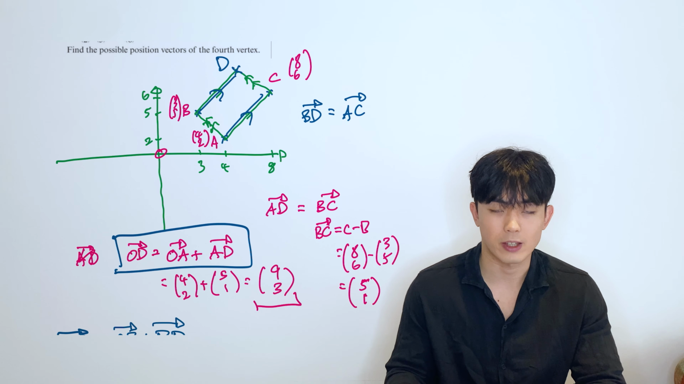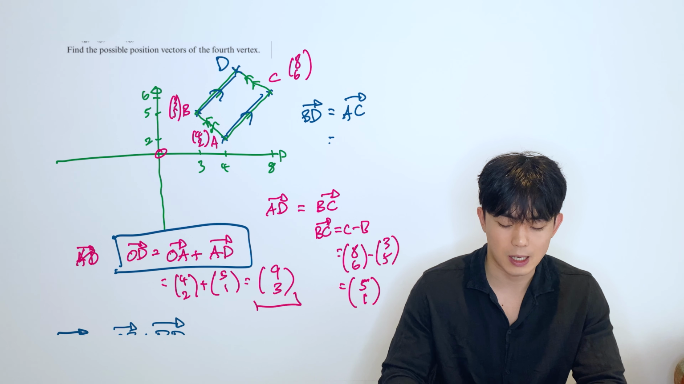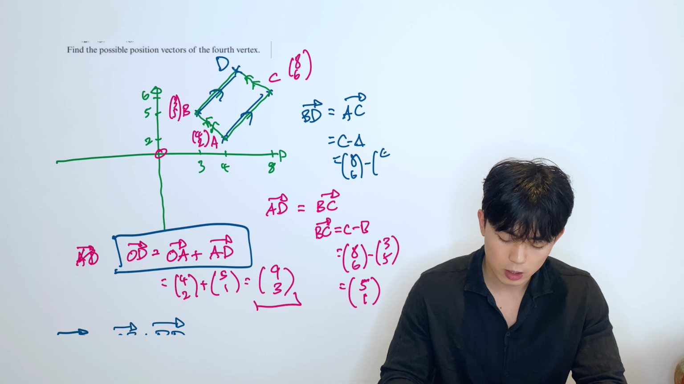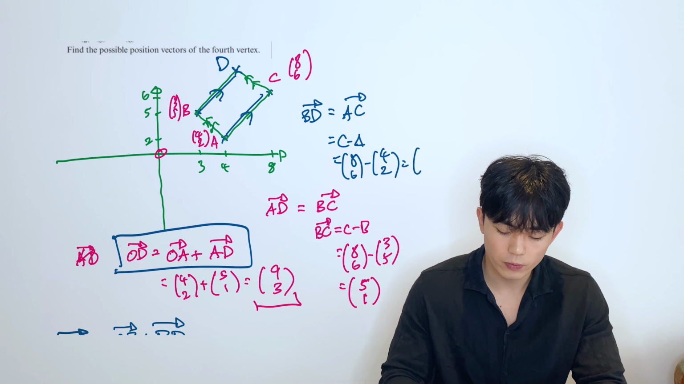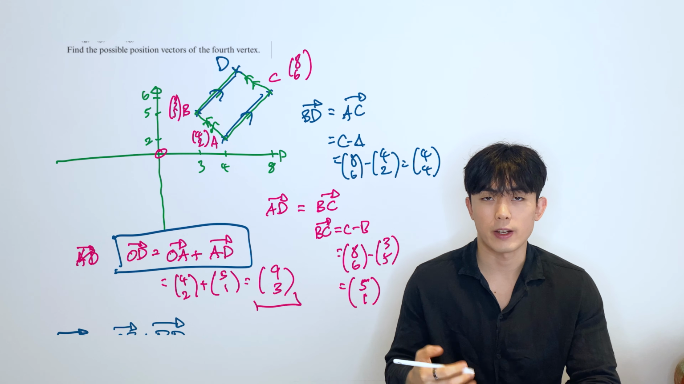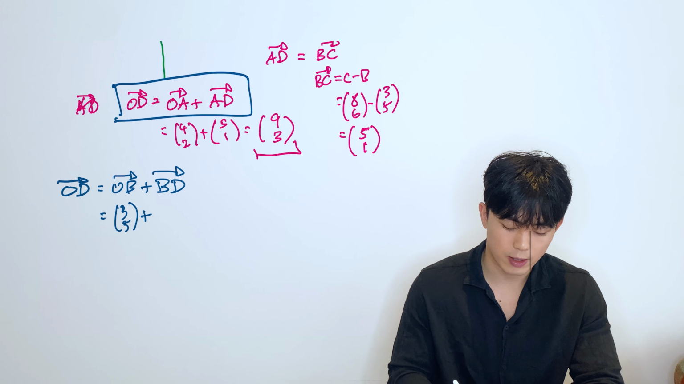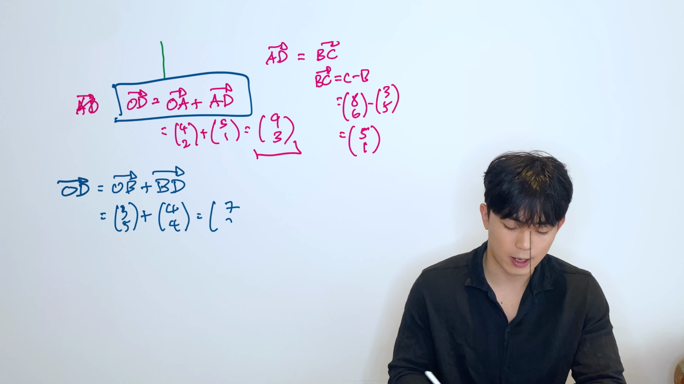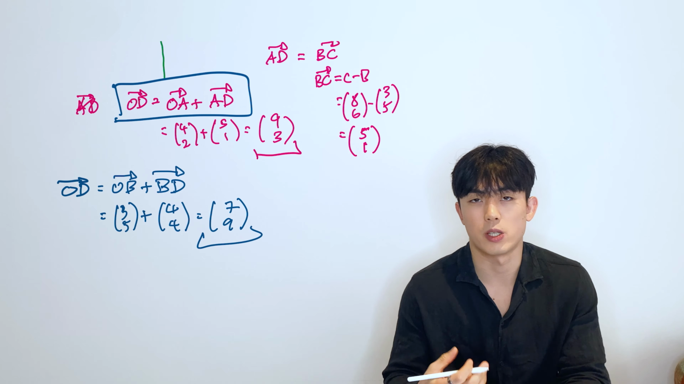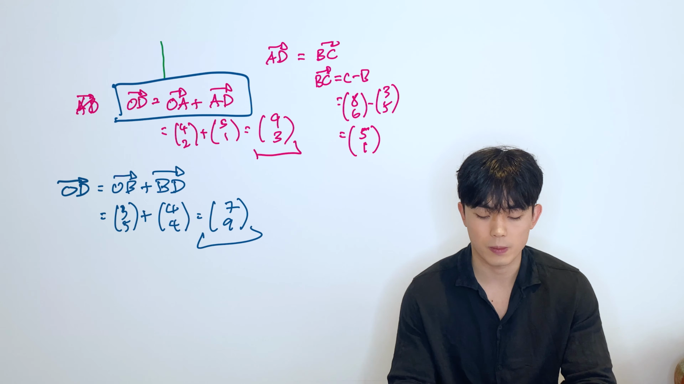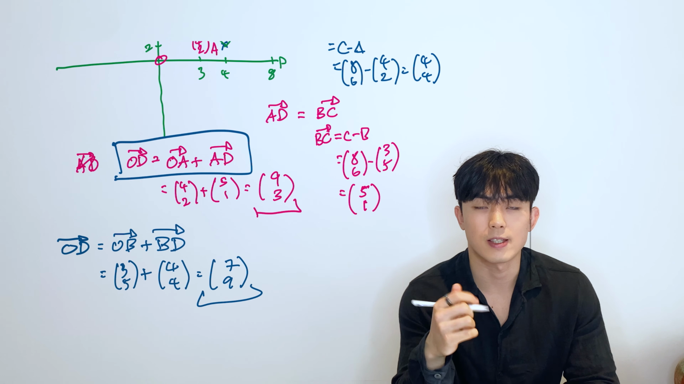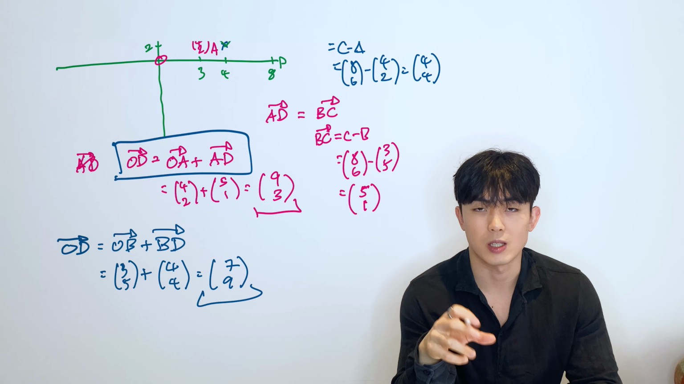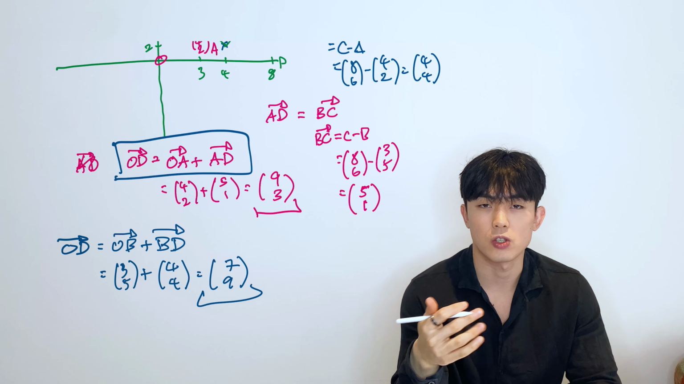So we just have to find A to C, and A to C, as I said earlier, was just C minus A. So 8, 6 minus 4, 2, which is 4, 4. So that's A to C, which in turn is B to D. So I just have to add 4, 4 to here, which will give me 7, 9. So this is the second possible position of the vertex of the parallelogram. The important thing I want you to understand is how to find direction vectors, and then how to use these direction vectors when they are parallel to each other to find additional position vectors.